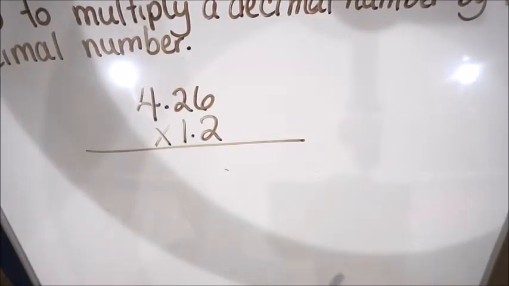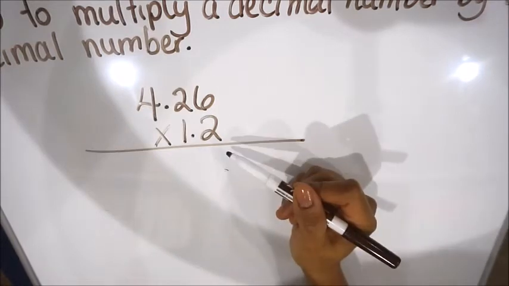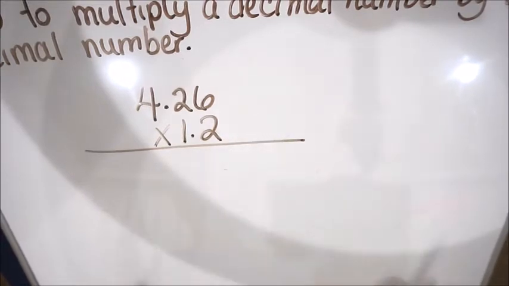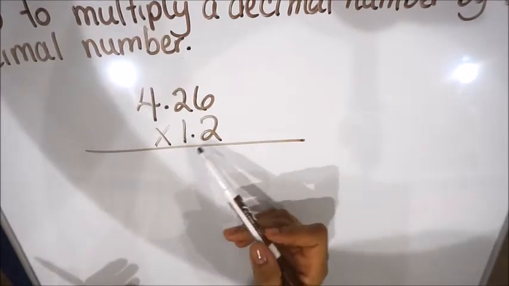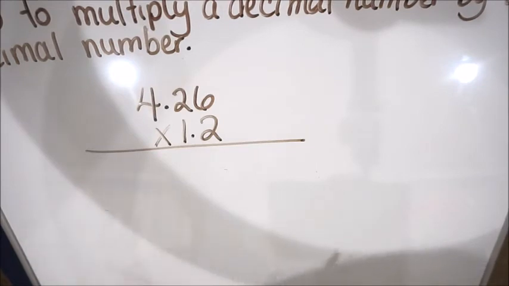In today's lesson, I'm going to show you how to multiply a decimal number by a decimal number. And here you see I already have a decimal number that I'm going to multiply by another decimal number. So it's 4 and 26 hundredths times 1 and 2/10. Whenever we are multiplying numbers, we use one number to multiply the other, therefore I'm using 1 and 2/10 to multiply that by 4 and 26 hundredths.